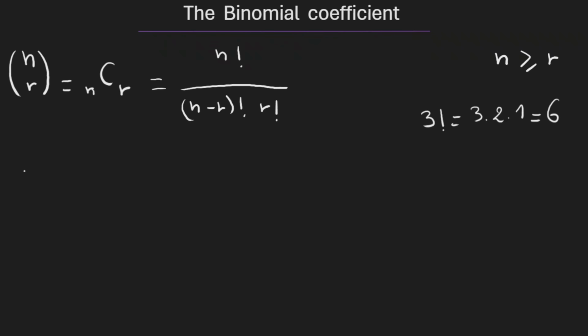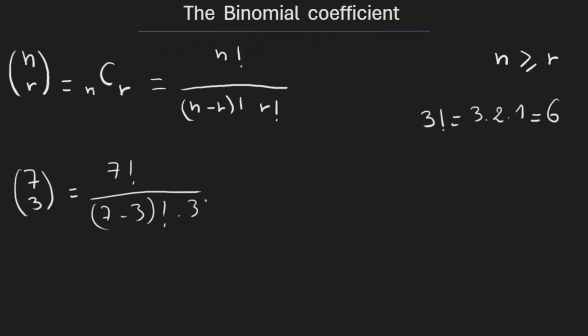So let's have an example. 7 over 3. So 7 above 3. Go ahead and try with this one. According to the formula, where n is 7 and r is 3, this is equal to 7 factorial over 7 minus 3 factorial times 3 factorial. This is equal to 7 factorial over, so 7 minus 3 is 4 factorial times 3 factorial.